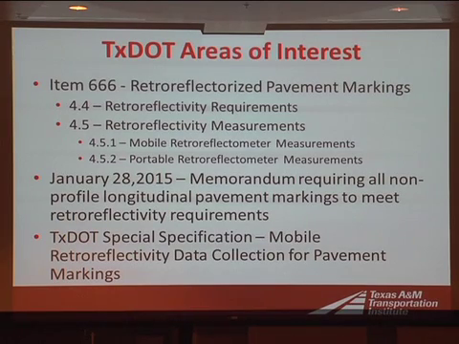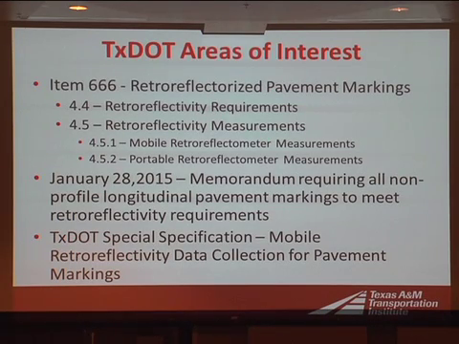So what are the TxDOT areas of interest? Well, item 666 is the reflectorized pavement marking item in the standard sheets and the standard specs. That was recently updated to incorporate all the different specifications that were used for pavement markings. It included the profile pavement markings and then pavement markings that had retroreflectivity specification requirements on them. Some districts were using them in the past, not all districts were, so this new item 666 will be more familiar to some districts than others.